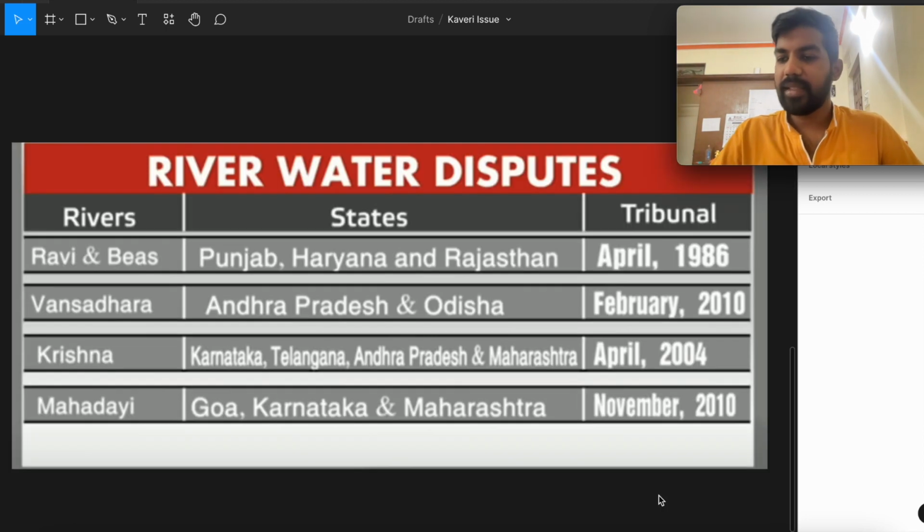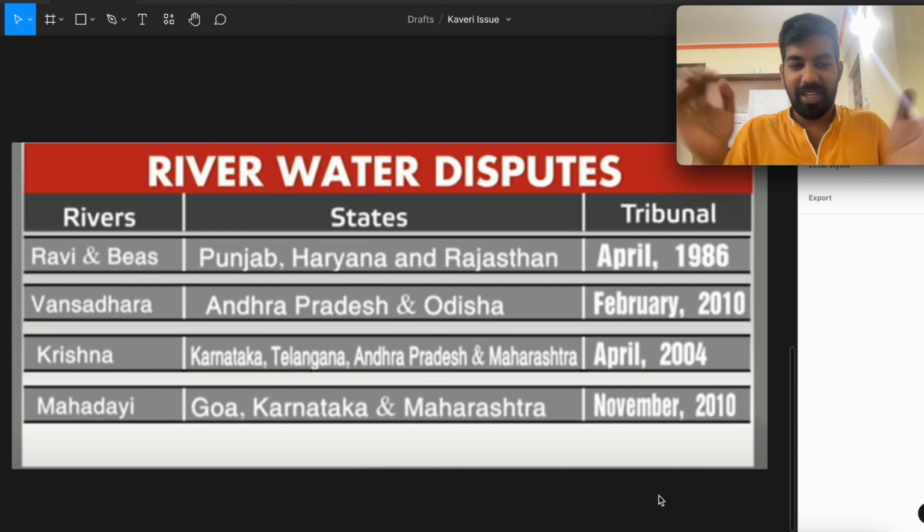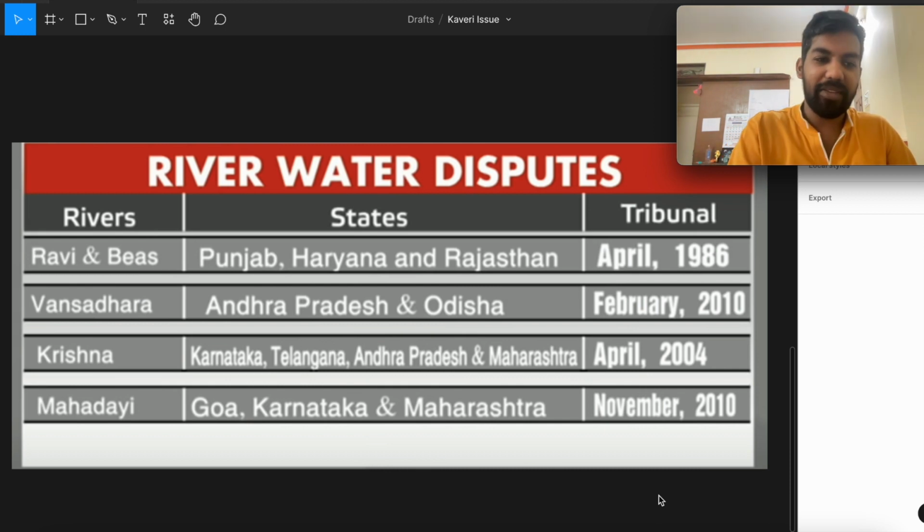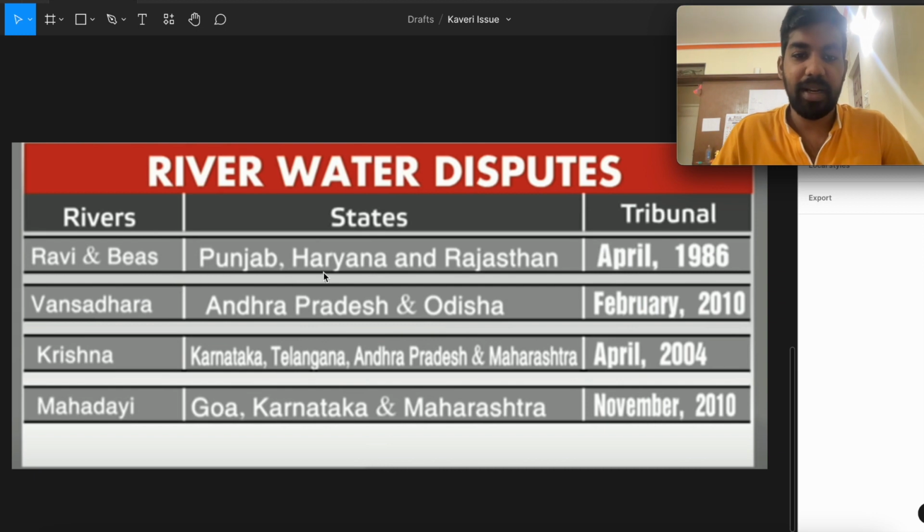You must be wondering, this Cauvery Tribunal might be the first tribunal in India, but no. If you see the rivers Yamuna and Ganga, they all pass through different states. So that's where we have this. For the rivers Ravi and Beas, which pass through Punjab, Haryana, and Rajasthan, a tribunal was set up in 1986. Again for the Krishna River, through Karnataka, Telangana, Andhra Pradesh, and Maharashtra, it was passed in 2004, and so on. And these are the other four tribunals which came into the picture in these particular years.